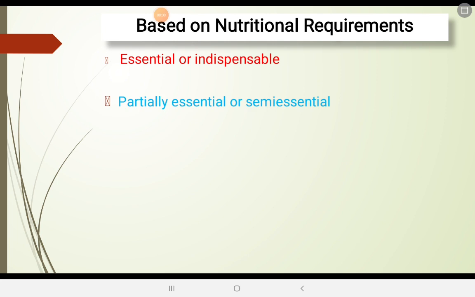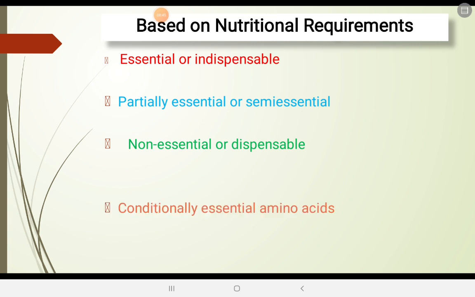Next, classification based on nutritional requirement. This is a very, very important topic. Based on the nutritional requirement, first one is essential or indispensable amino acids. Second one, partially essential or semi-essential amino acids. Third one, non-essential or dispensable amino acids. Fourth one, conditionally essential amino acids. These are the four groups based on the nutritional requirement.